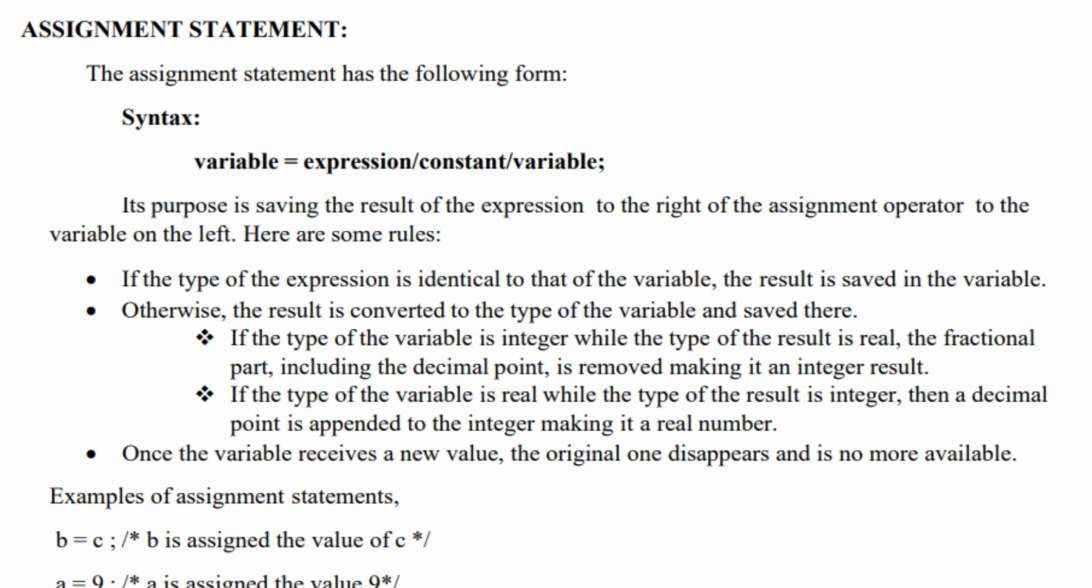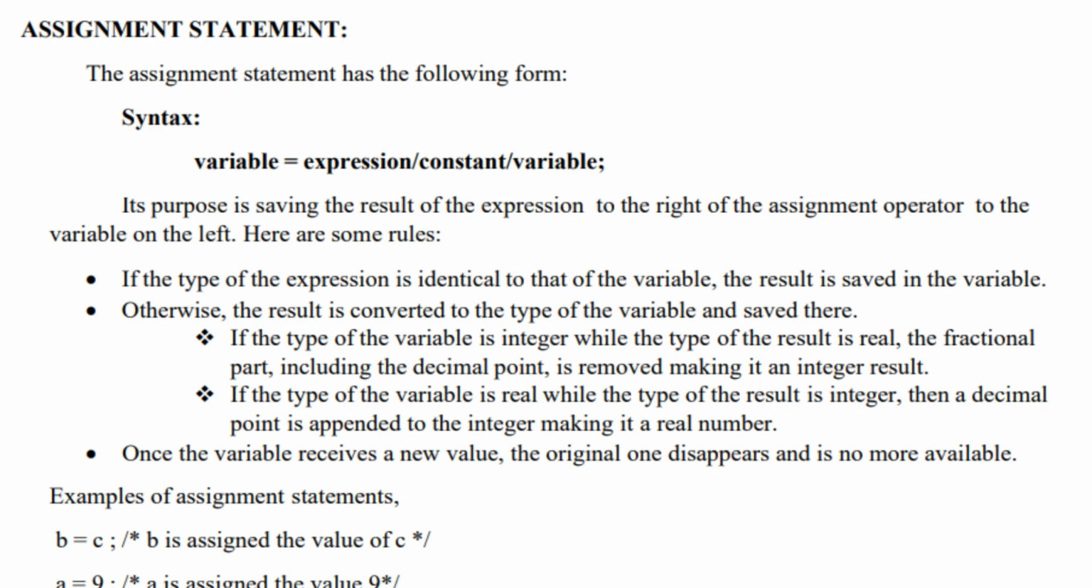Assignment statement. The assignment statement has the following form. Syntax: variable equals expression, constant, or variable. Its purpose is saving the result of the expression to the right of the assignment operator to the variable on the left. Here are some rules. If the type of the expression is identical to that of the variable, the result is saved in the variable. Otherwise, the result is converted to the type of the variable and saved there.